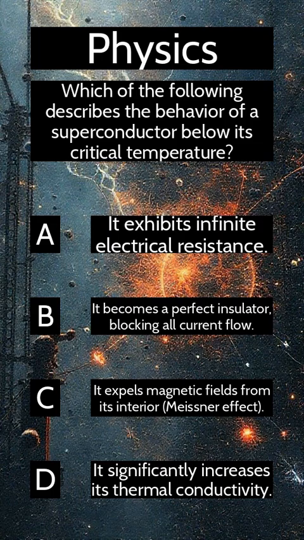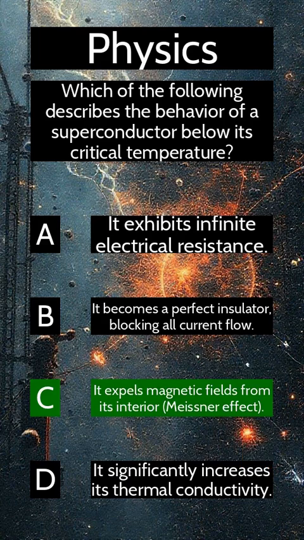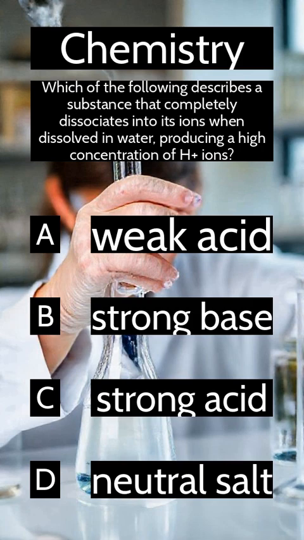Which of the following describes the behavior of a superconductor below its critical temperature? Answer C. It expels magnetic fields from its interior, Meissner effect. Which of the following describes a substance that completely dissociates into its ions when dissolved in water, producing a high concentration of H+ ions?